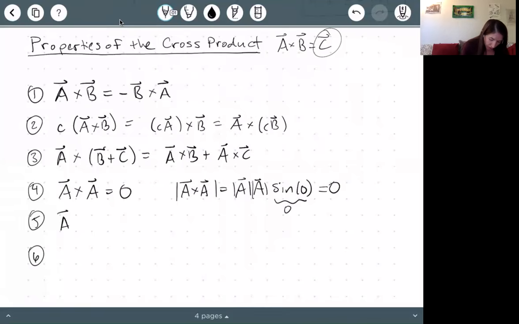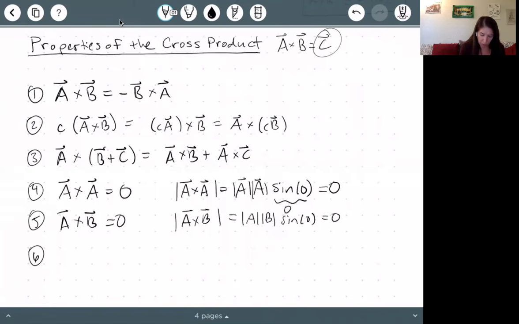What if we're just crossing two vectors that are not the same, but are parallel to each other? This still gives you 0, right? And for the exact same reason, A cross B equals A, B sine 0 when the vectors are parallel. So this is for A parallel to B. So even if they aren't the same vector, if they're pointing in the same direction, then the cross product gives you 0.